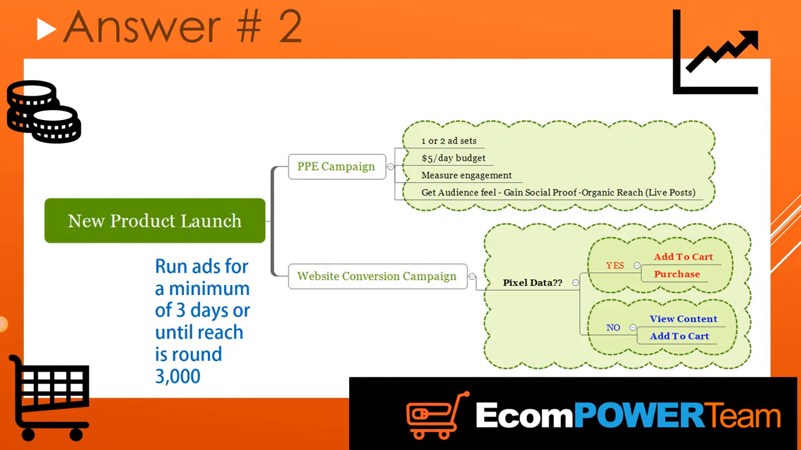And I like to run these ads for a minimum of 3 days, or until I reach around 3,000 people, depending on what's going on. So if I run them for 3 days and I've only reached maybe 1,000 people, I may let it run for another day or 2 until that 3,000 people is reached, right? I've seen that you can measure an audience on that, and especially if you have a few days of optimization and your ads being distributed to the audience, you can see if you're going to have a winner or not.